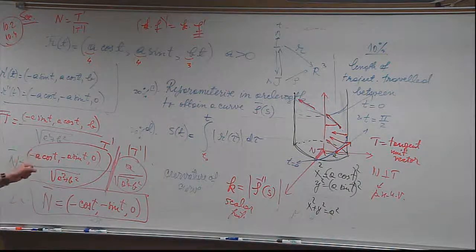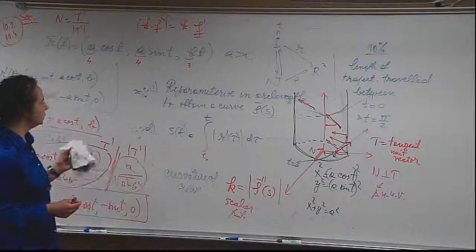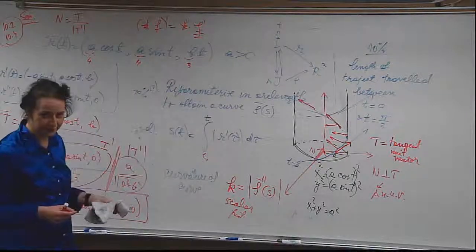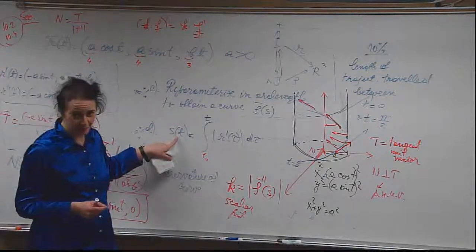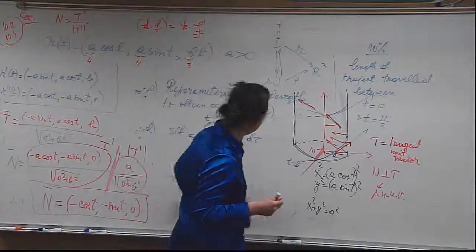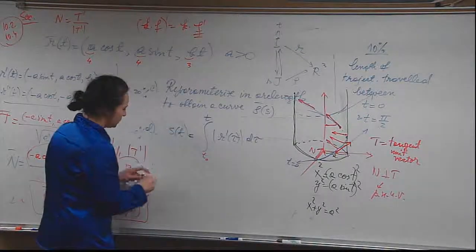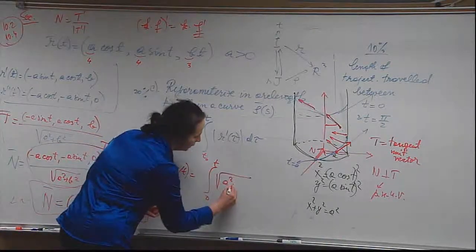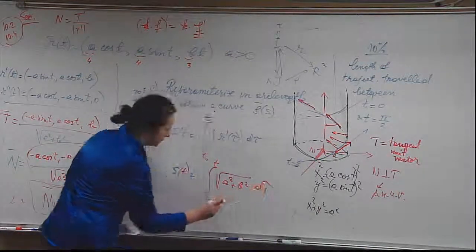Anyway, reparameterize in arc length to obtain a curve rho of S. I still have time to finish the problem. Reparameterize in arc length to obtain a curve rho of S. How do we do that? Who is S? First of all, you should start with the S and then reparameterize. So you say, hey teacher, you tried to fool me, right? I want S to be grabbed as a parameter first, and then I will reparameterize the way you want me to do that. So S of t will be the integral from 0 to t of the square root of a squared plus b squared d tau.